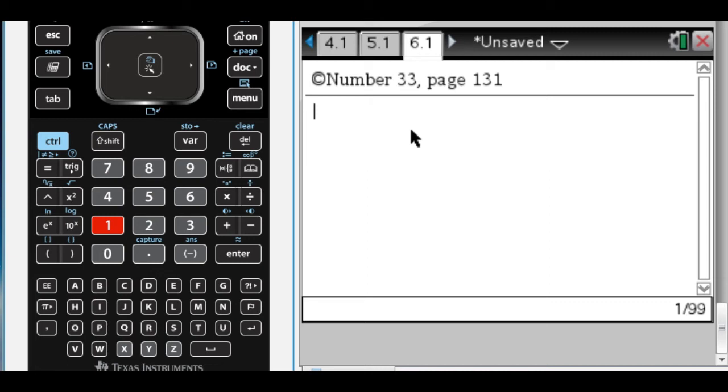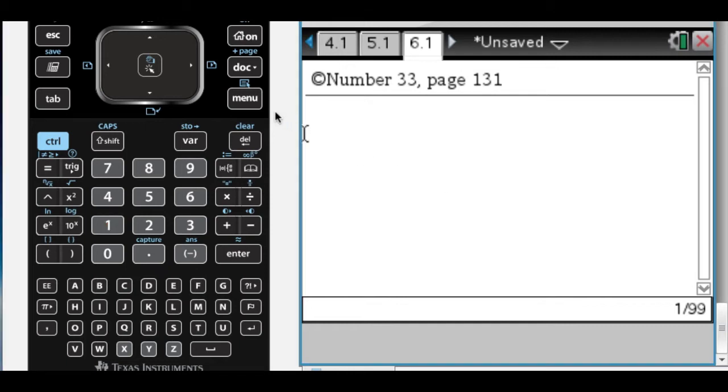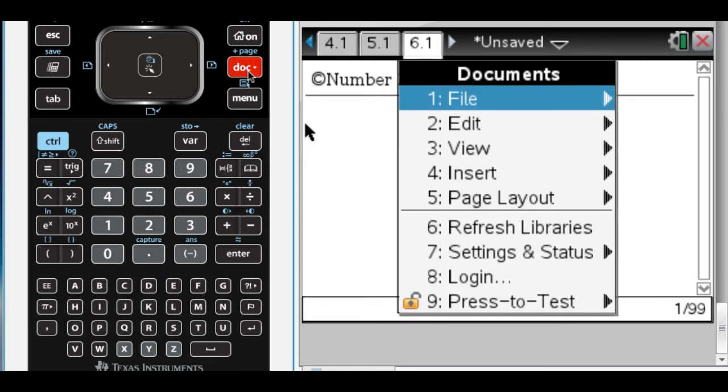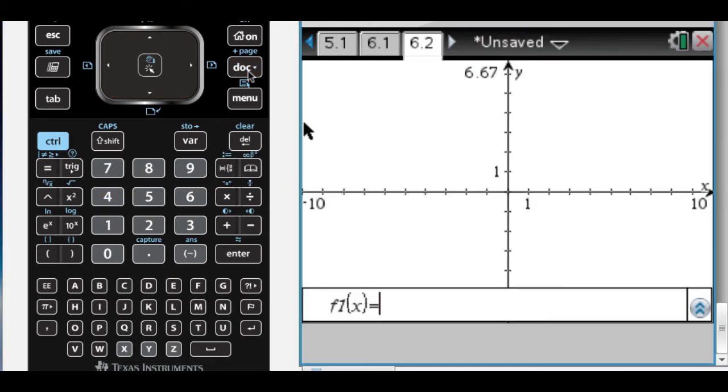All right, we're going to pick up with number 33 on page 131 of this SAT 2 Math 2 exam. So this one, we're looking for the period of a trig function. I'm going to do this by graphing. So doc 4 and then a graph.